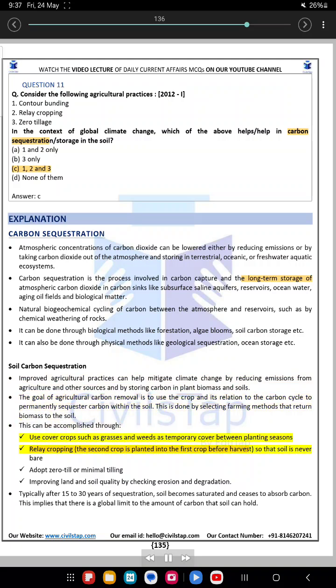This can be accomplished through use of cover crops such as grasses and weeds as temporary cover between planting seasons. Relay cropping: the second crop is planted into the first crop before harvest so that soil is never bare. Adopt zero till or minimal tilling. Improve land and soil quality by checking erosion and degradation. Typically after 15 to 30 years of sequestration, soil becomes saturated and ceases to absorb carbon. This implies that there is a global limit to the amount of carbon that soil can hold.